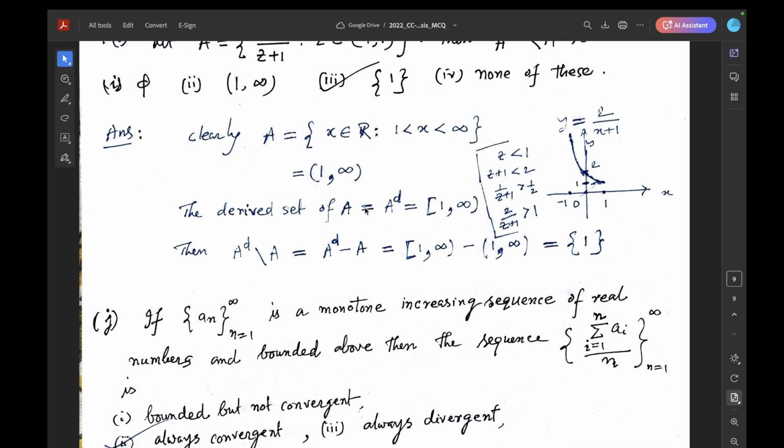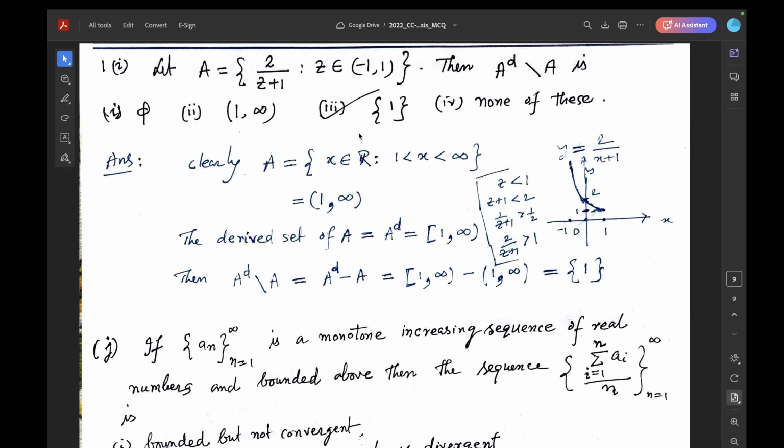Now the derived set of A, that is A^D, equals the closed interval 1 comma infinity, which contains all its limit points. So now A^D minus A is the closed interval 1 to infinity minus the open interval, with 1 not included in A, leaving only the singleton set 1. So the correct option is 3.